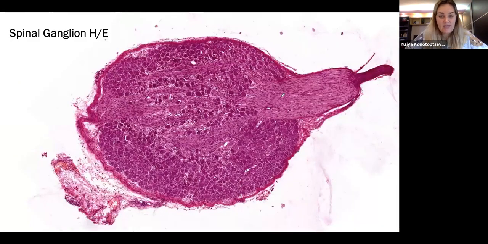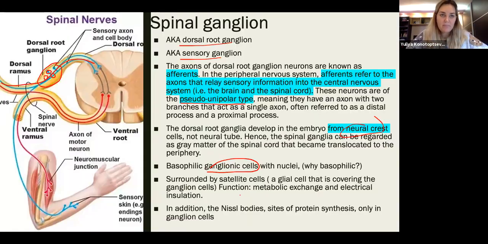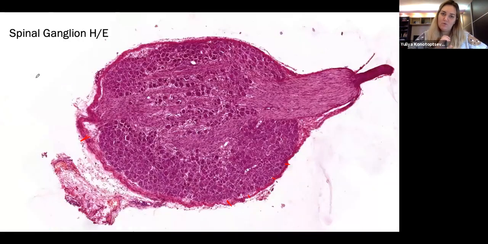So this is a spinal ganglion, dorsal root ganglion, sensory ganglion, H and E. Outside of it, this is dura mater. Okay, so this is dura mater right here. Don't ask. Apparently dura mater goes all the way here. Apparently it's not just on the surface. So do not ask. This is dura mater.